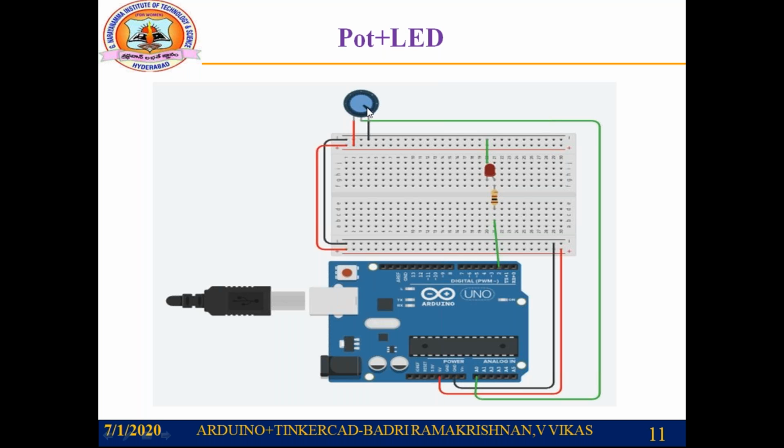In the same place, wherever we have connected this potentiometer, we can also connect a temperature sensor and say, if my temperature is greater than something, blink the LED, else do not blink the LED. So like that we can do.